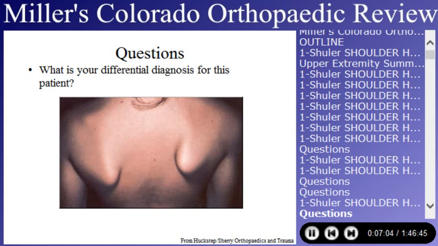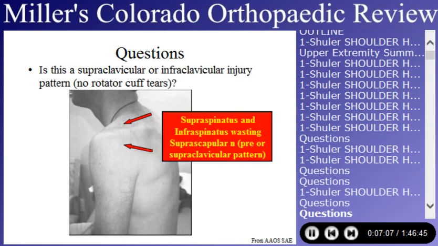This is a great picture. You see the scapular spine, so you know there's atrophy in both the infraspinatus and also supraspinatus. The question then is this patient doesn't have a rotator cuff tear. Is this a supraclavicular or infraclavicular pattern? The reason why I put this test question on, they try to fool you also, is pre or postganglionic, pre or postclavicular type injury. And what is this then? So you have suprascapular nerve involvement. It's one of the preclavicular branches. So right there, you have infraspinatus, supraspinatus wasting, suprascapular nerve involvement. So it's a pre or supraclavicular pattern.